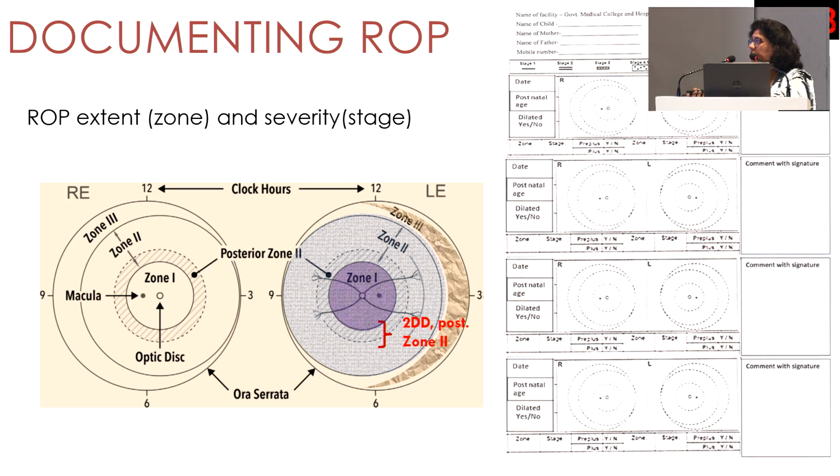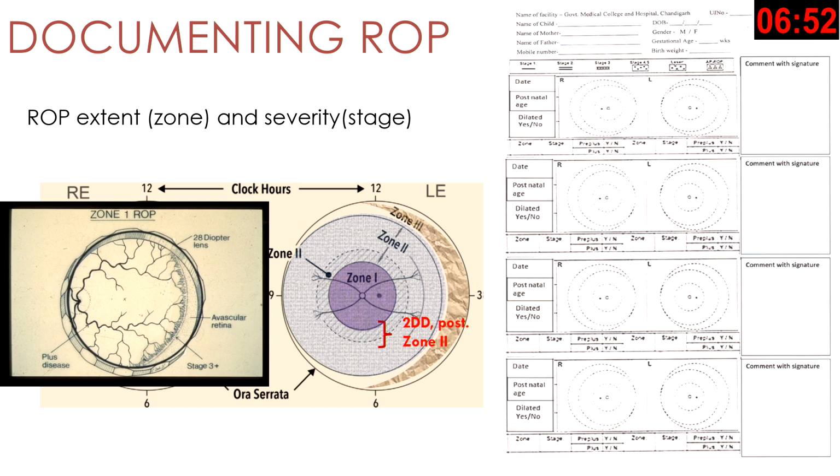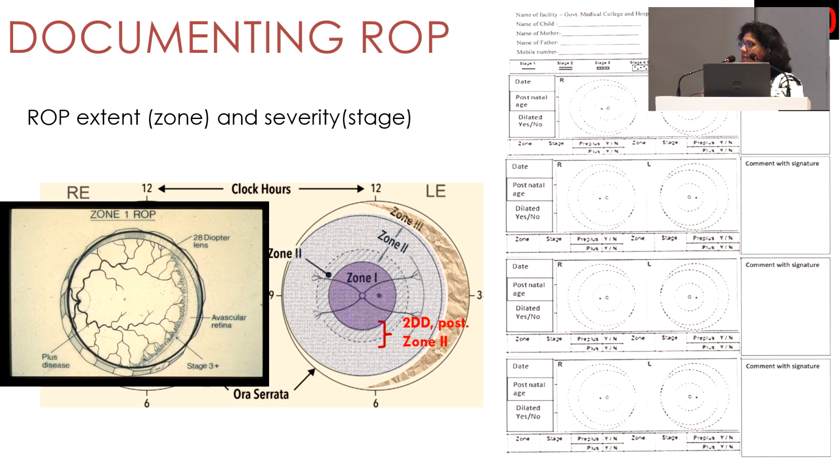Zone 1 is defined by taking the disc at the center and drawing a circle whose radius is twice the distance between the disc and the macula. Whatever you see in zone 1 in a busy clinic, take it with a 28 diopter lens. If the disc is touching the rim of the field of view, whatever you are seeing is zone 1.